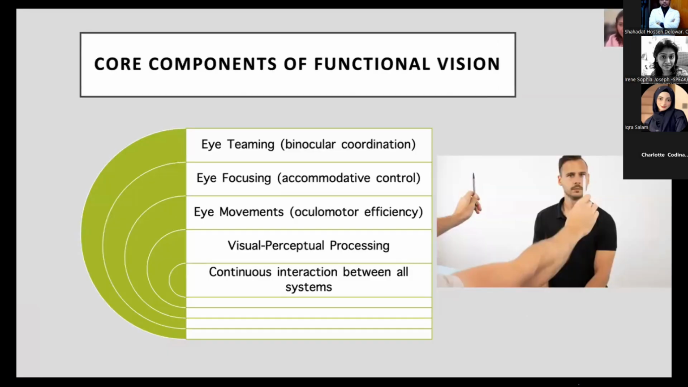The core components of functional vision are built up of four systems: eye teaming, eye focusing, eye movements, and visual perceptual processing. These systems do not function independently. Instead, they interact continuously, and dysfunction in one can compromise the overall visual performance.